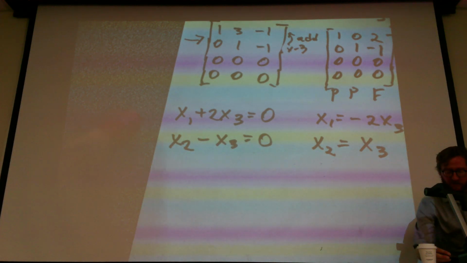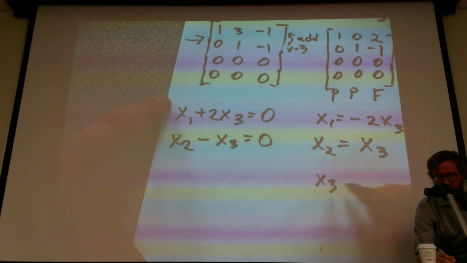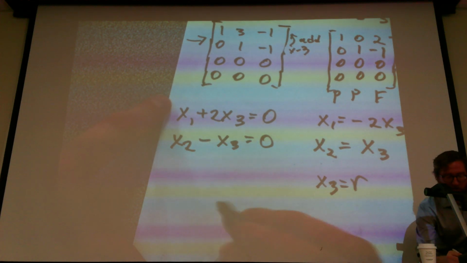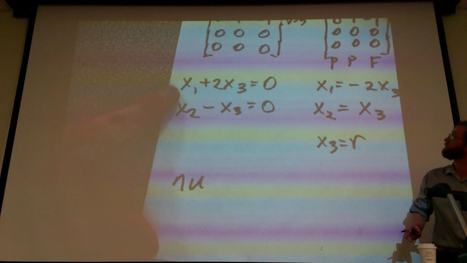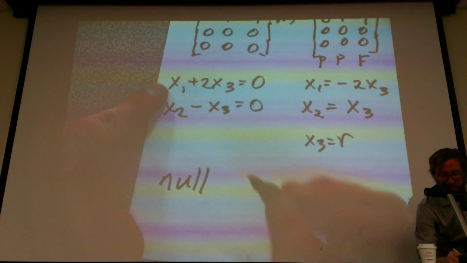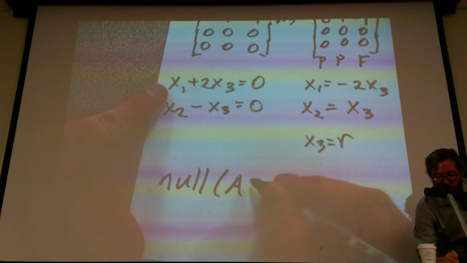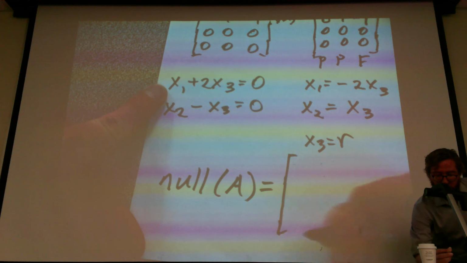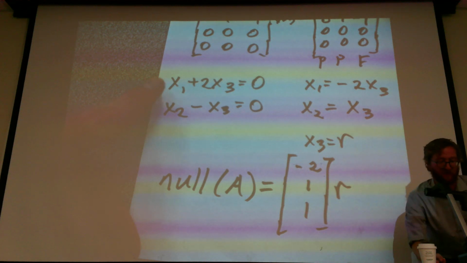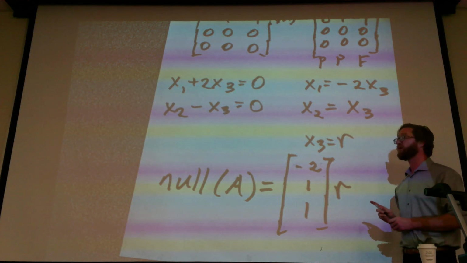Now let's just call x3 r. The null space of A is going to equal (-2, 1, 1) times r, where r is in the reals.